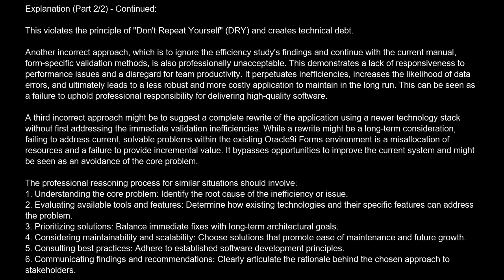The professional reasoning process for similar situations should involve: 1. Understanding the core problem. Identify the root cause of the inefficiency or issue. 2. Evaluating available tools and features. Determine how existing technologies and their specific features can address the problem. 3. Prioritizing solutions. Balance immediate fixes with long-term architectural goals. 4. Considering maintainability and scalability. Choose solutions that promote ease of maintenance and future growth. 5. Consulting best practices. Adhere to established software development principles. 6. Communicating findings and recommendations. Clearly articulate the rationale behind the chosen approach to stakeholders.